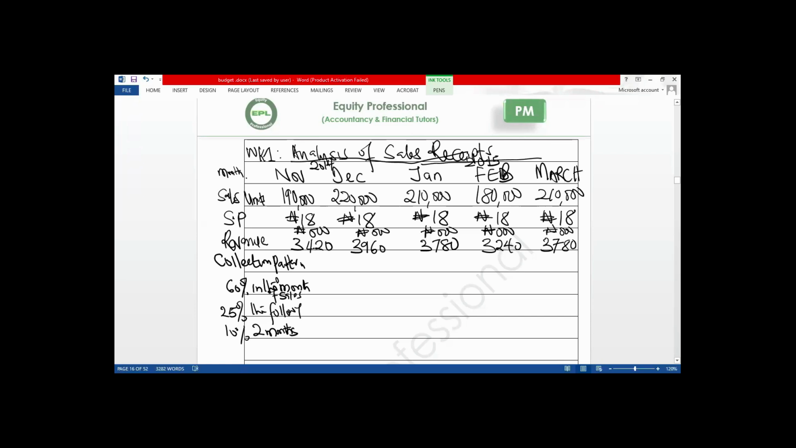Now look at November revenue. The revenue is 3,420,000. In November, we are going to collect 60% of 3,420,000. Please compute.